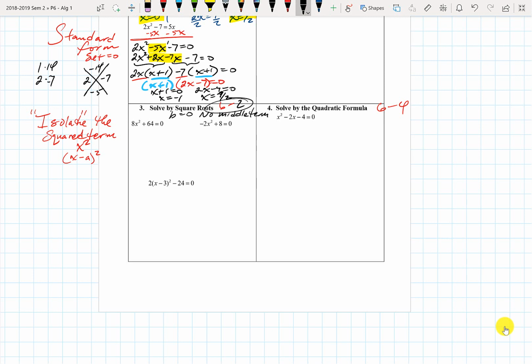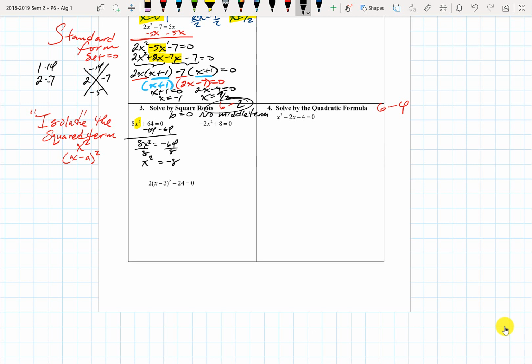So let's do that. Let's isolate the term. Let's highlight the x squared. It's right here. X squared is being multiplied by 8 and then added to 64. So the very first step is to add the opposite, and you get 8x squared equals negative 64. And then divide by 8, and you get x squared equals negative 8.